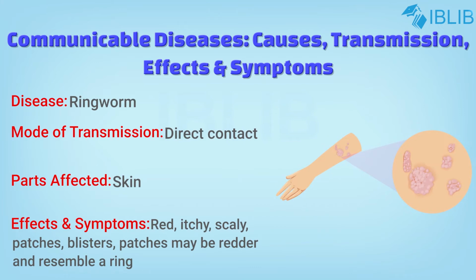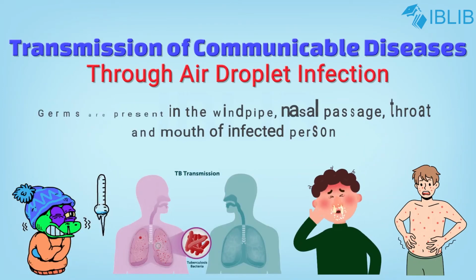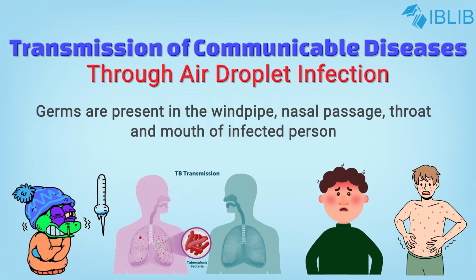Ringworm. It is transmitted by direct contact. It affects our skin. The symptoms are red itchy, scaly or raised patches. Patches may develop into blisters. Let us know about transmission of communicable diseases. How these diseases can be transmitted from one person to another person.